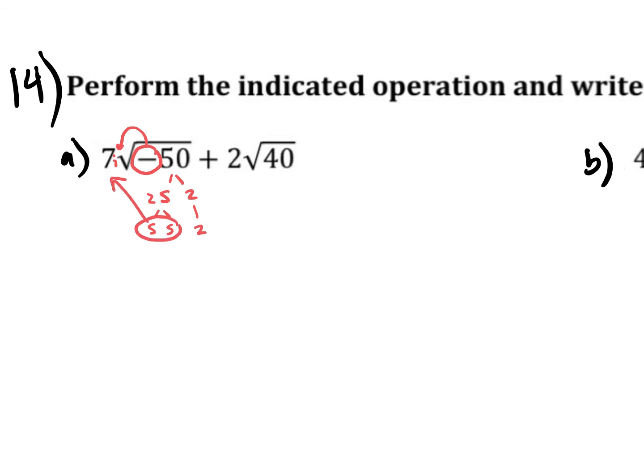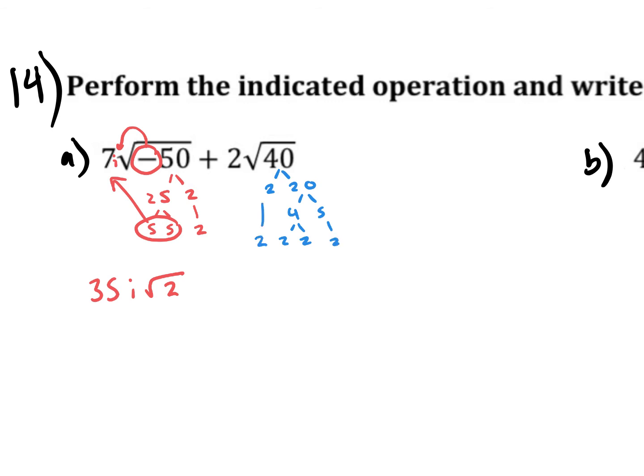If I already have a 7 on the outside, what happens to the 5 and the 7? How do I combine them? Multiply. So that would be 35i. And what stays on the inside? 2. And then do the same thing with the 40 here. So what are 2 factors of 40? 2 and 20. And 2 factors of 20? 4 and 5. And 2 factors of 4? 2 and 2.